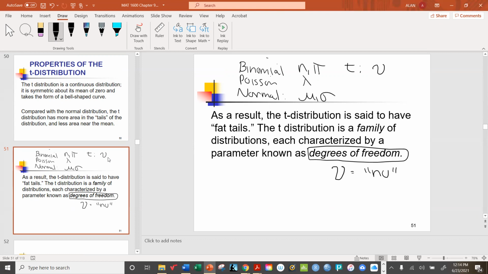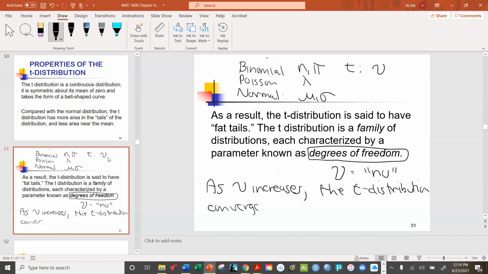But if you remember us saying that with a binomial distribution, as n gets larger, the binomial distribution gets closer to the normal, or the standard normal, I should say. The same thing is happening here. As nu increases, the t-distribution converges to, meaning it gets closer to, the standard normal distribution.